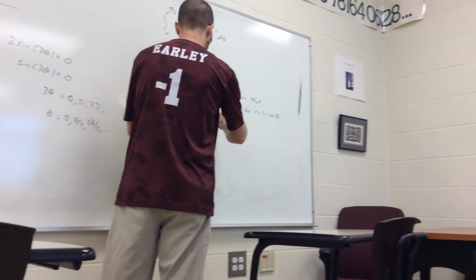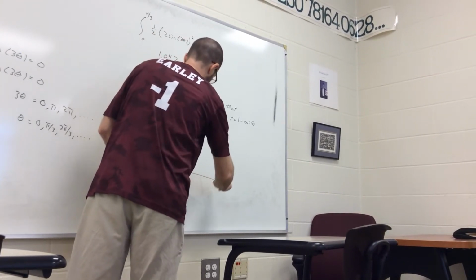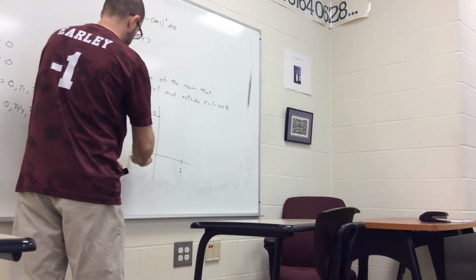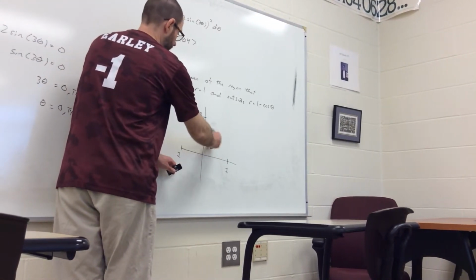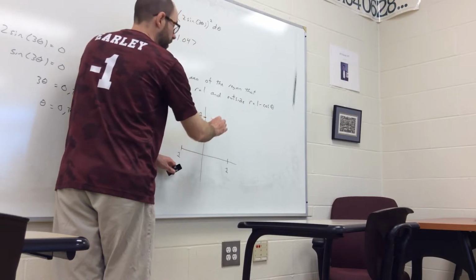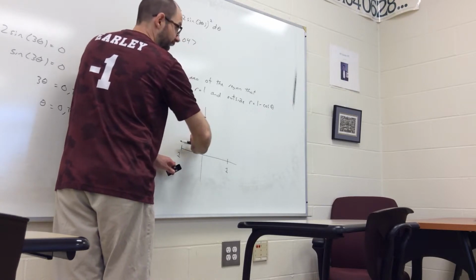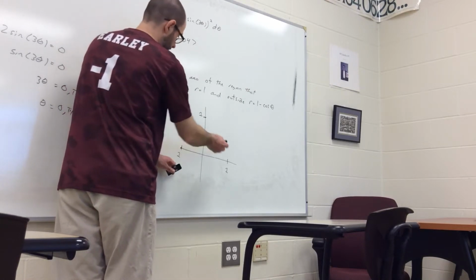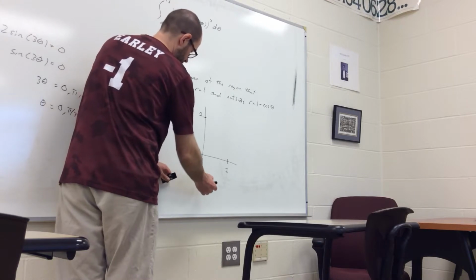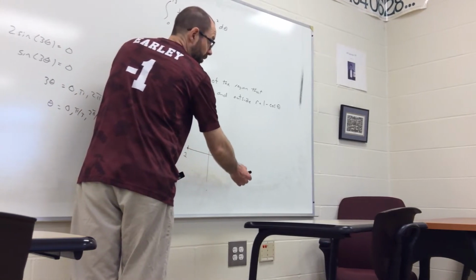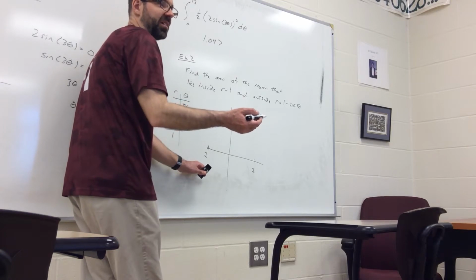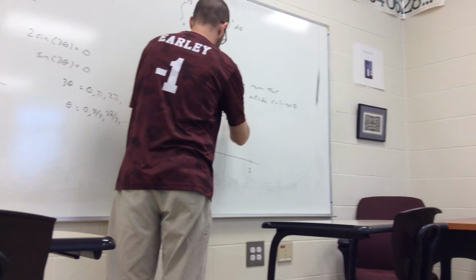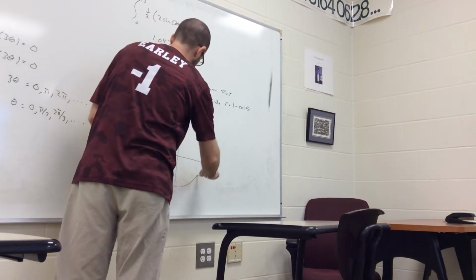So let's graph that. Rotate pi over 2, go out 1. Rotate pi, go out 1. Rotate this much, go out 1. What do we get? If the radius is always 1, it's a circle, right? That's the definition of a circle, a constant radius no matter what angle. So there's r equals 1.